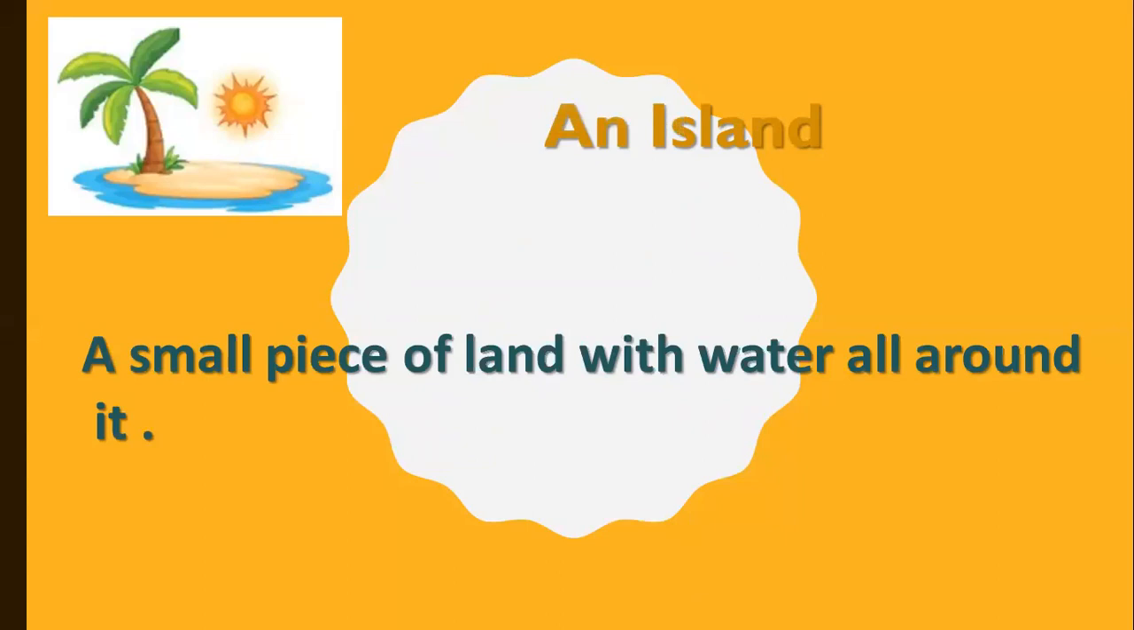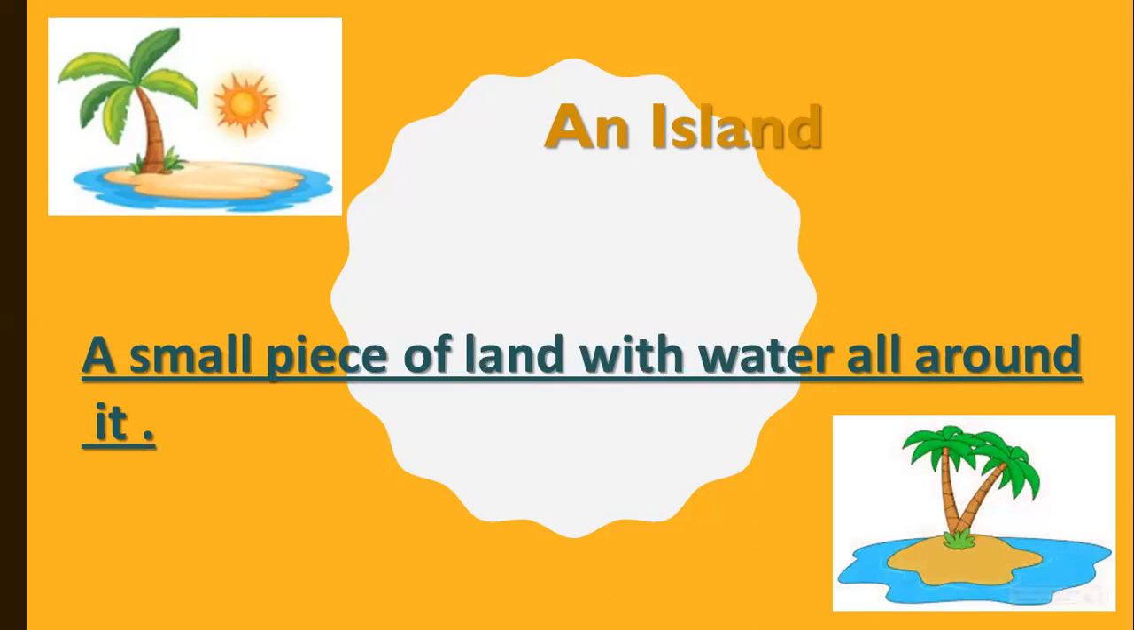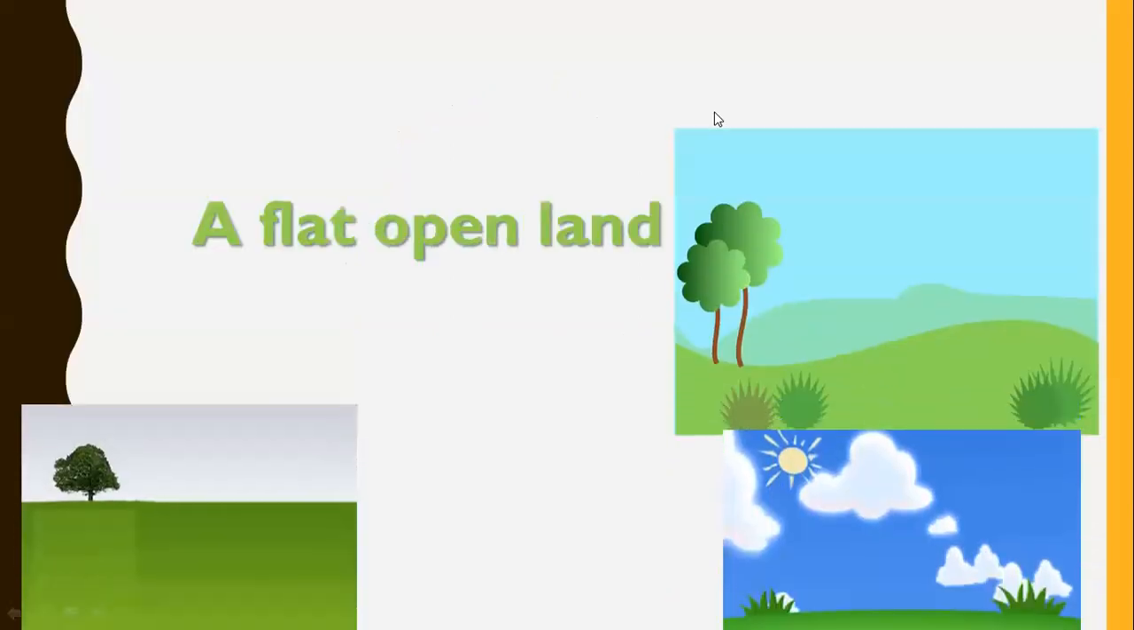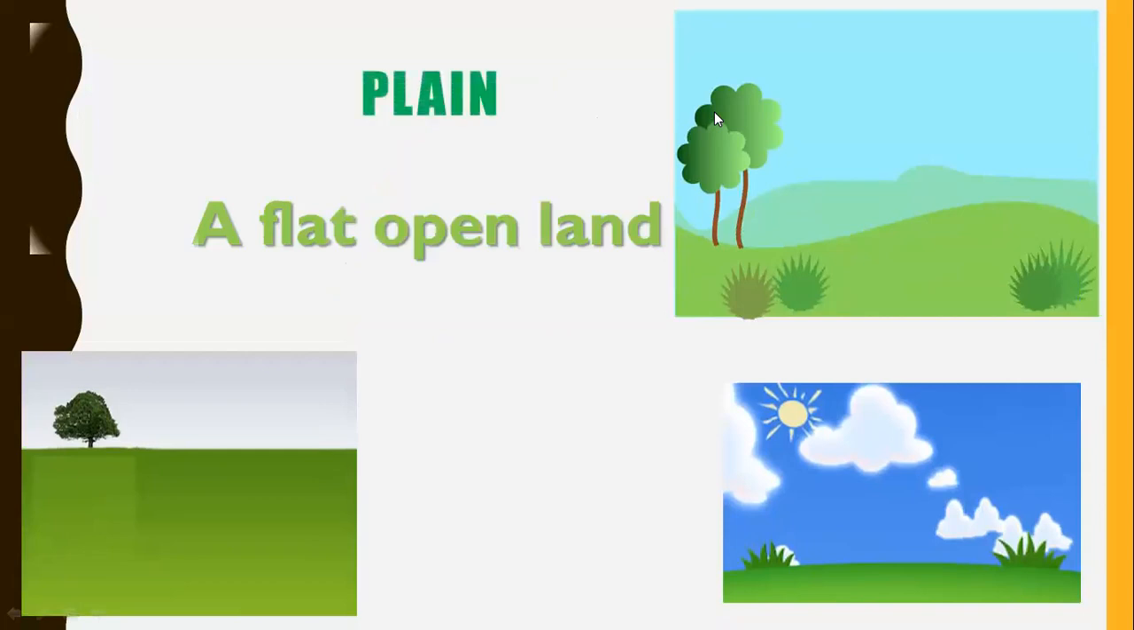Number one, an island. An island is a small piece of land with water all around it. If you look here at the picture, you will see that it's a small piece of land, and the water all around it. A small piece of land with water all around it. It is an island.